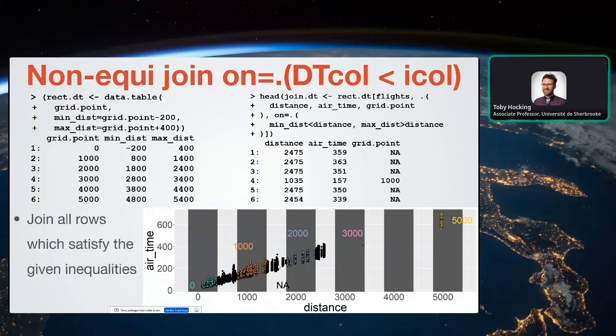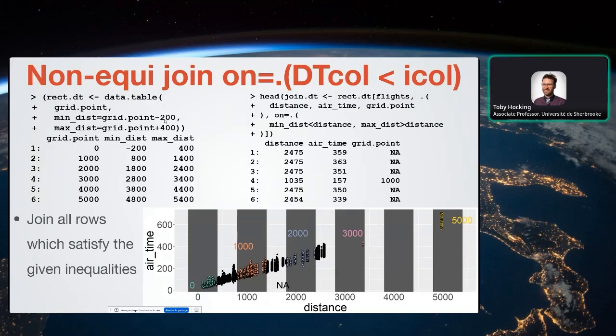And so the data points that fall inside of some rectangle end up being colored here. The data points that are outside of the rectangles are colored black. And so what we see is that when we do that non-equi join, here we do rect dt join flights on, and here we specify min dist less than distance, max dist greater than distance. So this min dist and max dist, these are the limits of these gray rectangles that we've defined here.